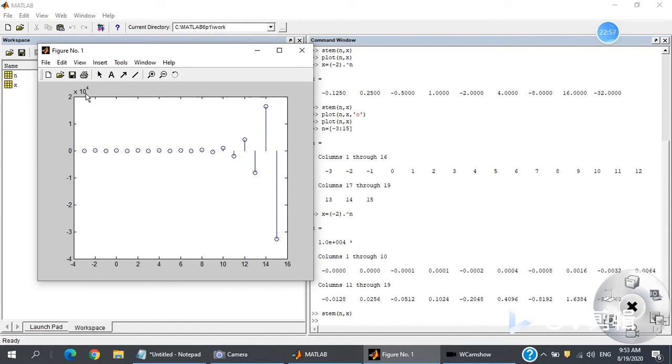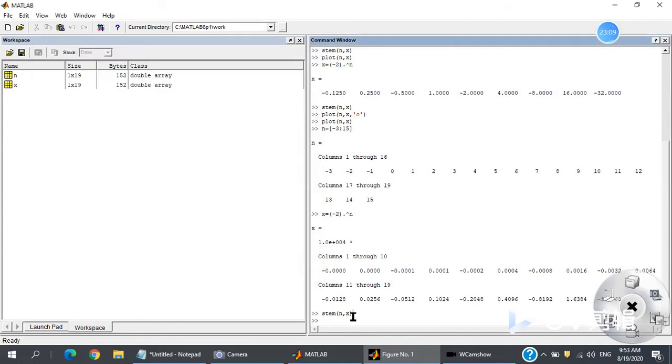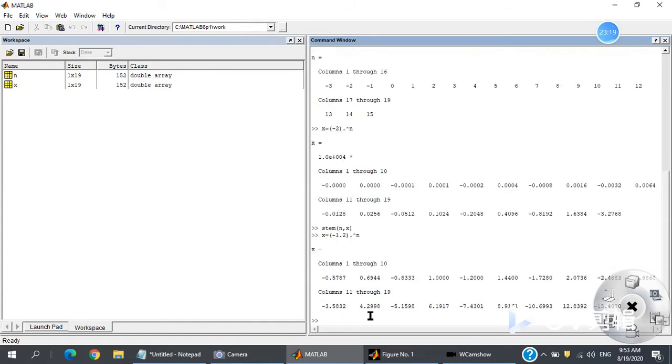10 to the 4th is 10,000. It's 20,000, so the scale is 10,000. That's too much, it's the power of 15. If you want, you can now use 1.2 instead of 2. That will not be so much.